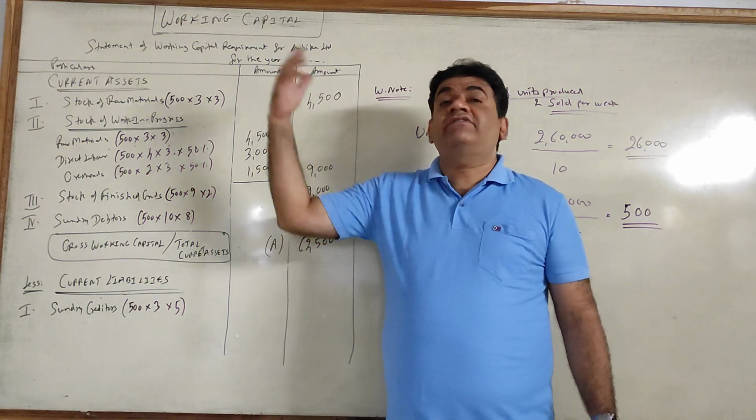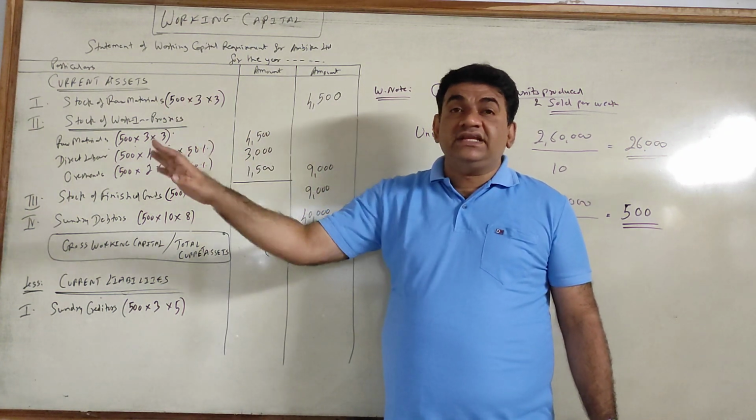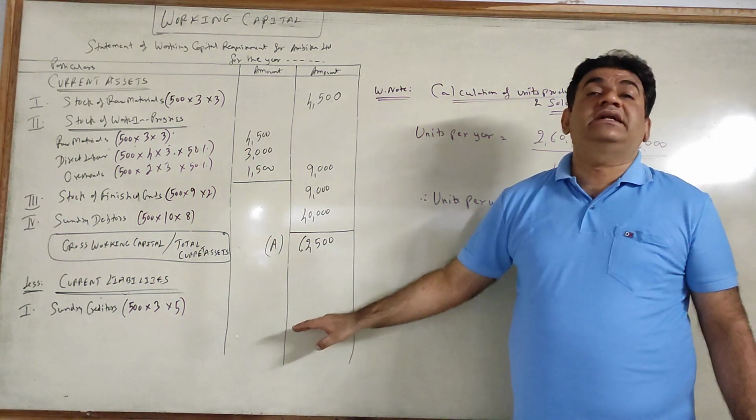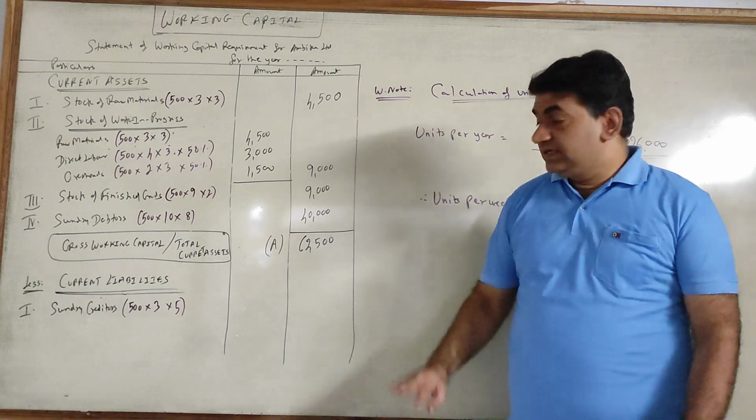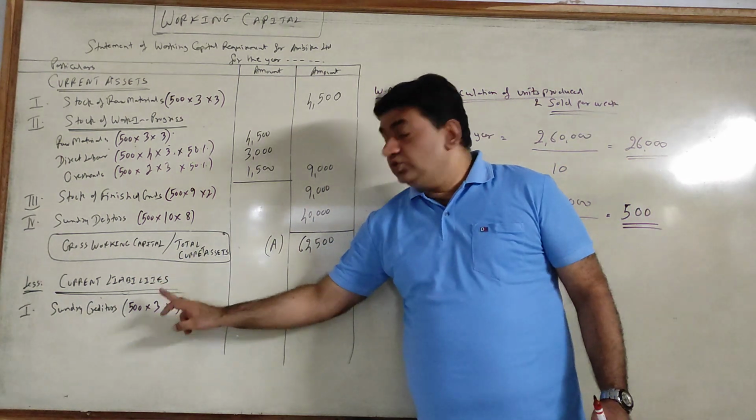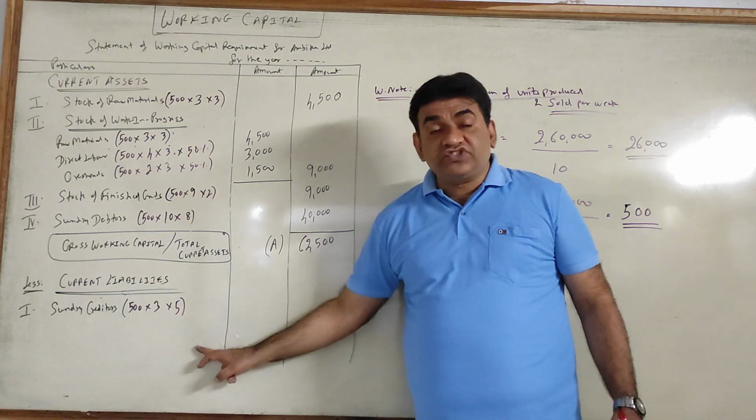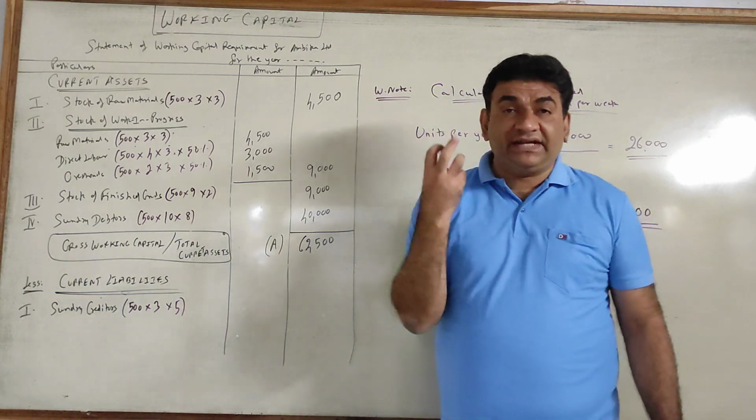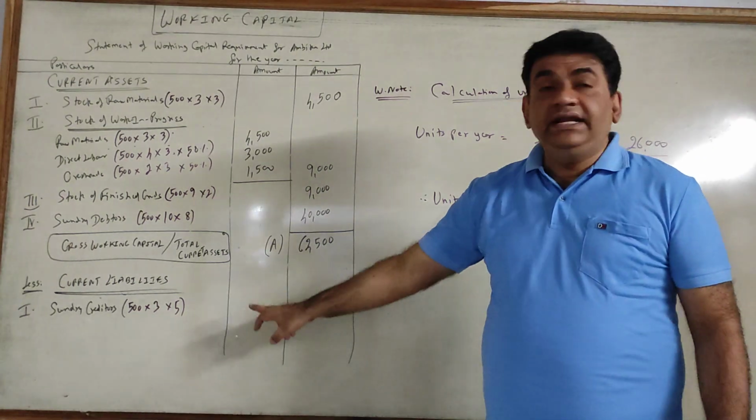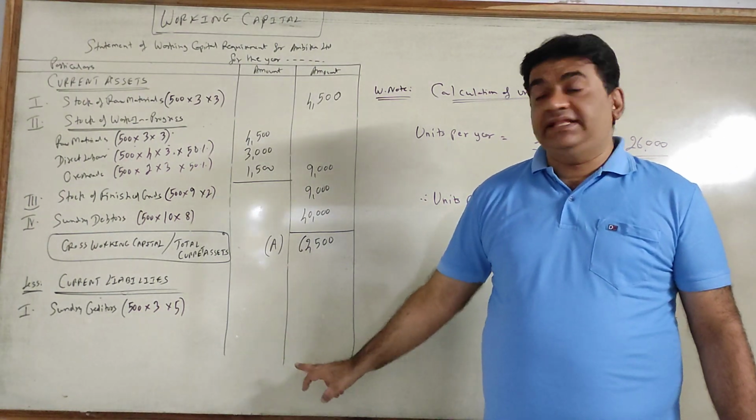So I have to pay them after 5 weeks. So to that extent, I can enjoy the credit. That is the reason it will be deducted from current assets. So creditors, number of units into the cost of material. Why cost of material? Because it is material which I am going to buy from my creditors, and into the credit period given by them.